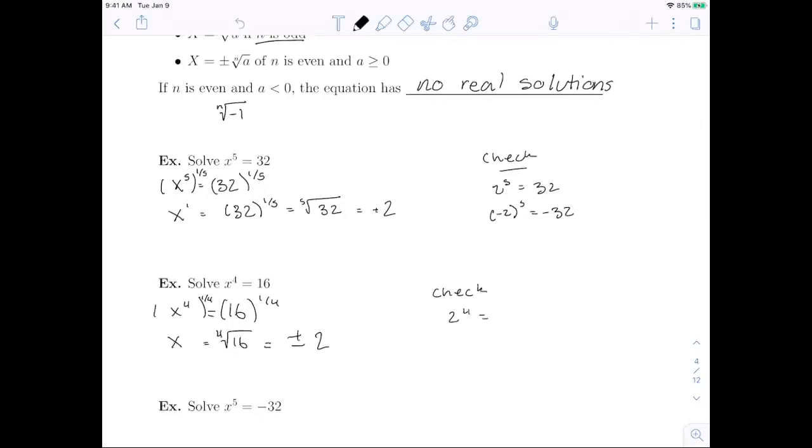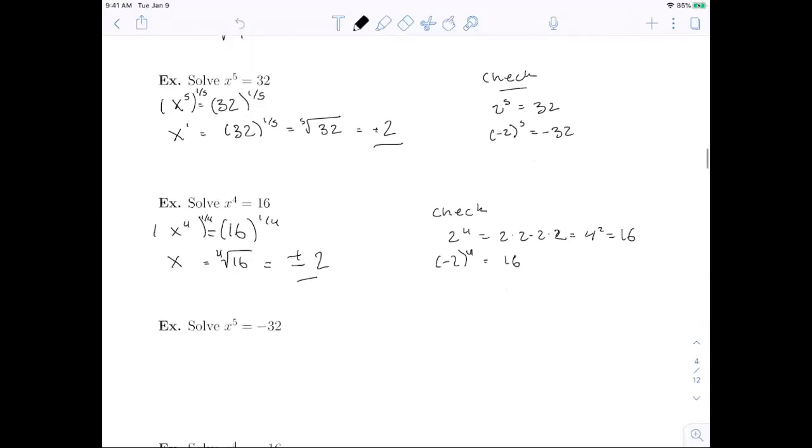And to the side, I can check that again. So 2 to the 4th is going to be 2 times 2 times 2 times 2, I get 16. If I do -2 to the 4th, all those negatives are going to cancel out. So again, I'm going to get 16. Okay? So sometimes I'm going to have 2 solutions. Sometimes I'm going to have 1 solution. And sometimes we're going to have no solutions.